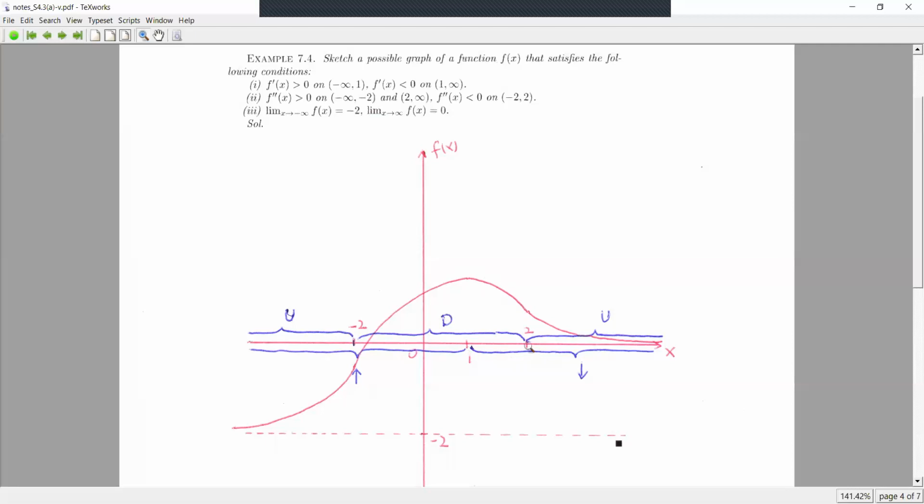The last piece is 2 to infinity. On 2 to infinity, the graph should be concave up, decreasing, and approaches 0 as x approaches infinity. So the graph looks like this, decreasing, but keep the curve concave up and get closer and closer to the x-axis. So this red curve is a possible graph of the function that satisfies these given conditions.